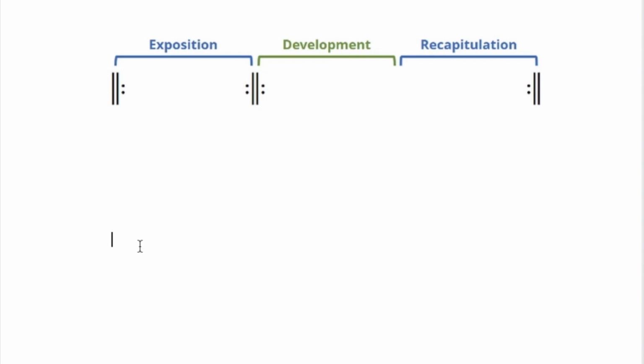Okay. So the exposition of a sonata form can be considered as a journey through two key areas. As you've seen in the Mozart example, it starts in G major, which is the home key of the piece, and it moves to D major later on and stays in D major until the end of the exposition. So, journey through two key areas.